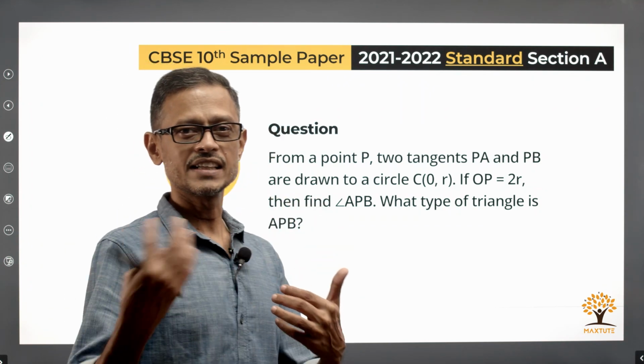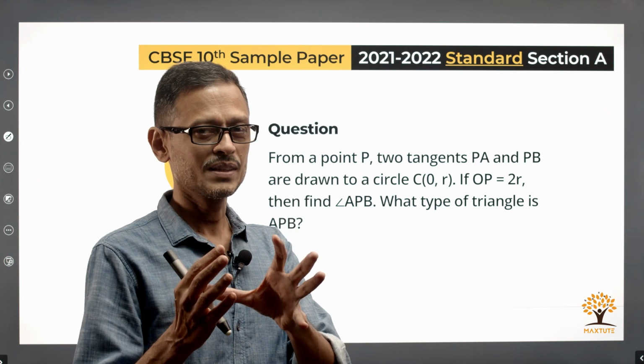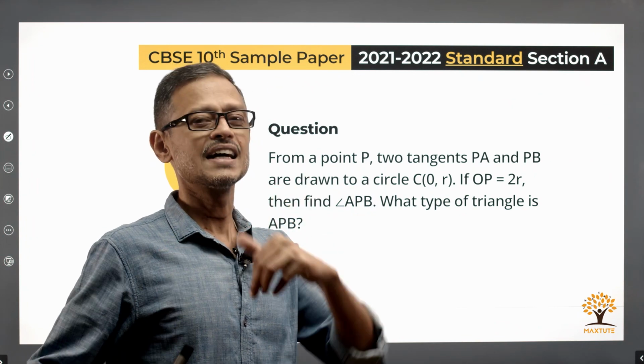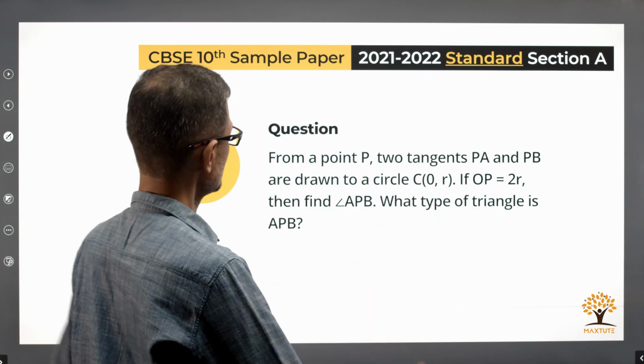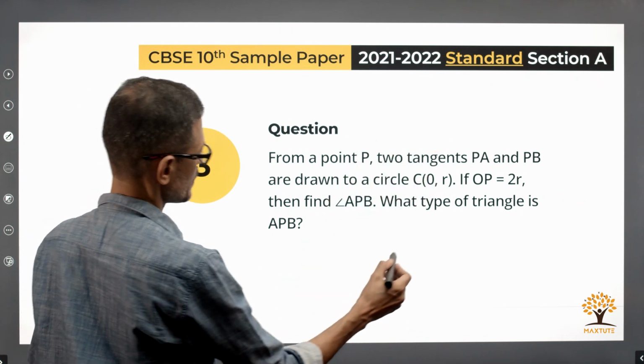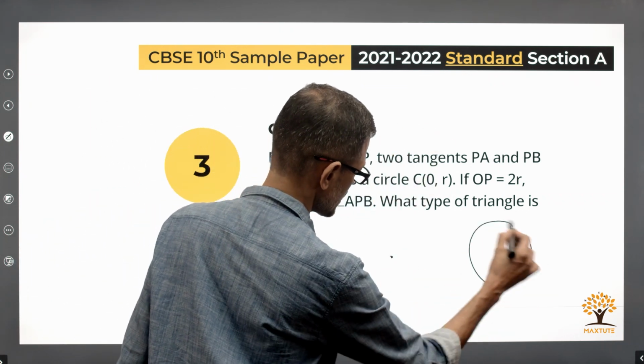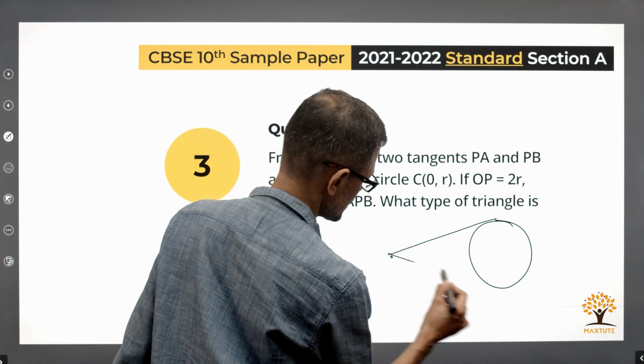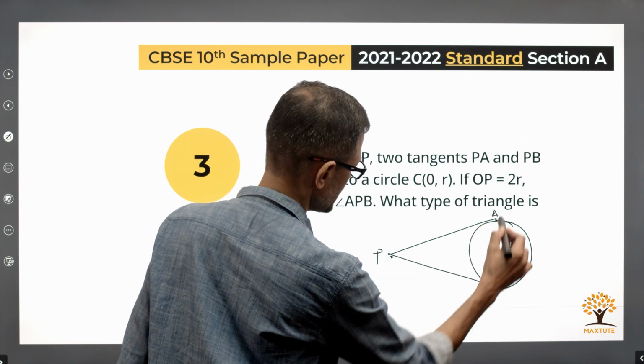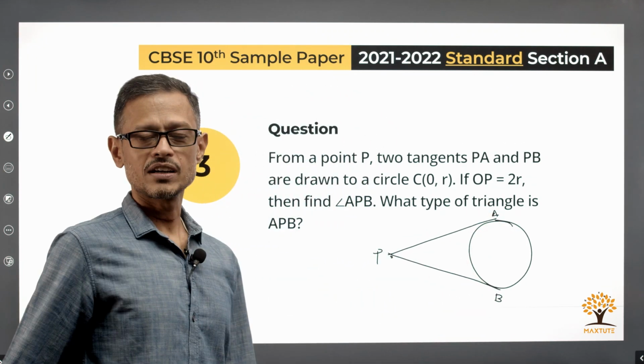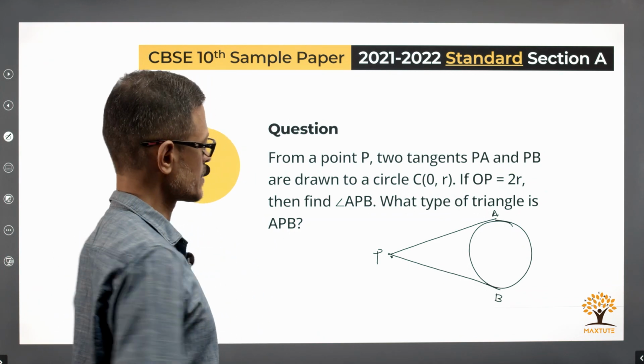What we'll do is, as we read the information, we'll try and quickly draw a diagram, see what is asked of us, and then actually see it in a printed form subsequently. From a point P, two tangents are drawn. This is point P. To a circle, we are able to draw two tangents. They said these two tangents are called PA and PB. So, A and B are the points where these two tangents meet the circle.